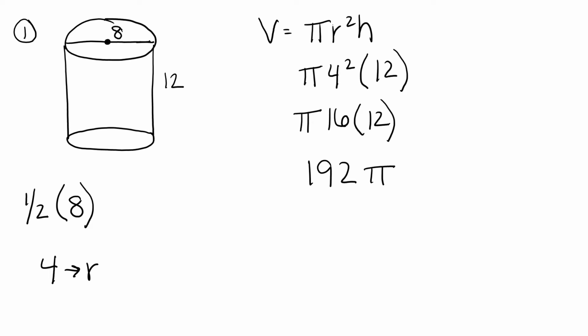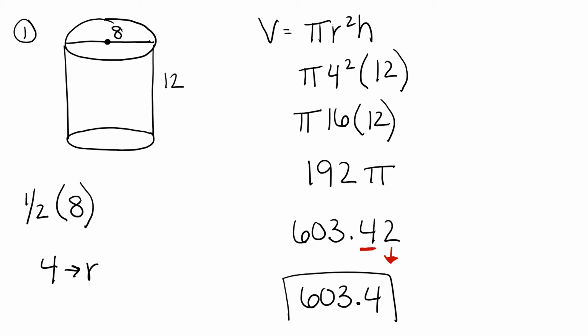The directions tell us to multiply by the fraction 22 over 7. And when we do that, we get a number of 603.42857, on and on and on. The directions tell us to round to the nearest tenth. 4 is in the tenths place. The 2 tells us to round down, which means our answer stays 603.4.